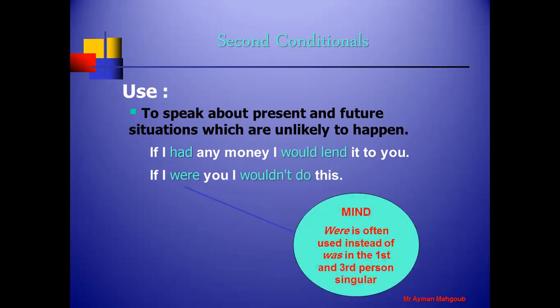Okay. Mind, were is often used instead of was. Surely we know that with I it should be was. I, he, she, it, was. That means the first person pronoun I is was, and the third person pronoun in the singular, he or she or it, is was. But in the second conditional you can use were instead of was. Okay, were is often used instead of was in the first and third person singular. Okay? So if I was you is not wrong. Okay, but we can also use were.